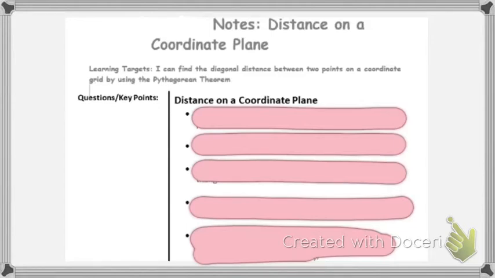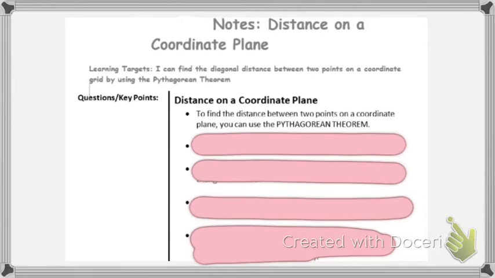Today we're going to be talking about distance on a coordinate plane. Our learning target is how can we find the diagonal distance between 2 points on a coordinate grid using the Pythagorean theorem. To find the distance between 2 points, we need to use the Pythagorean theorem.